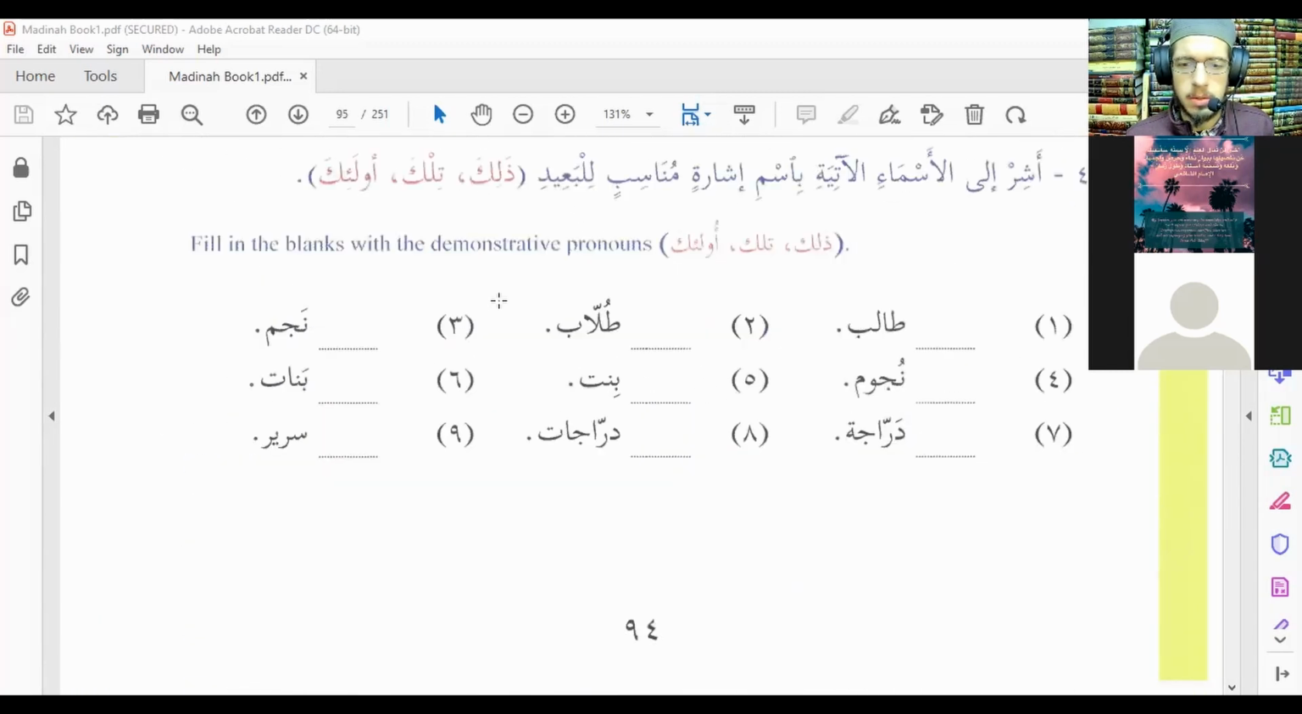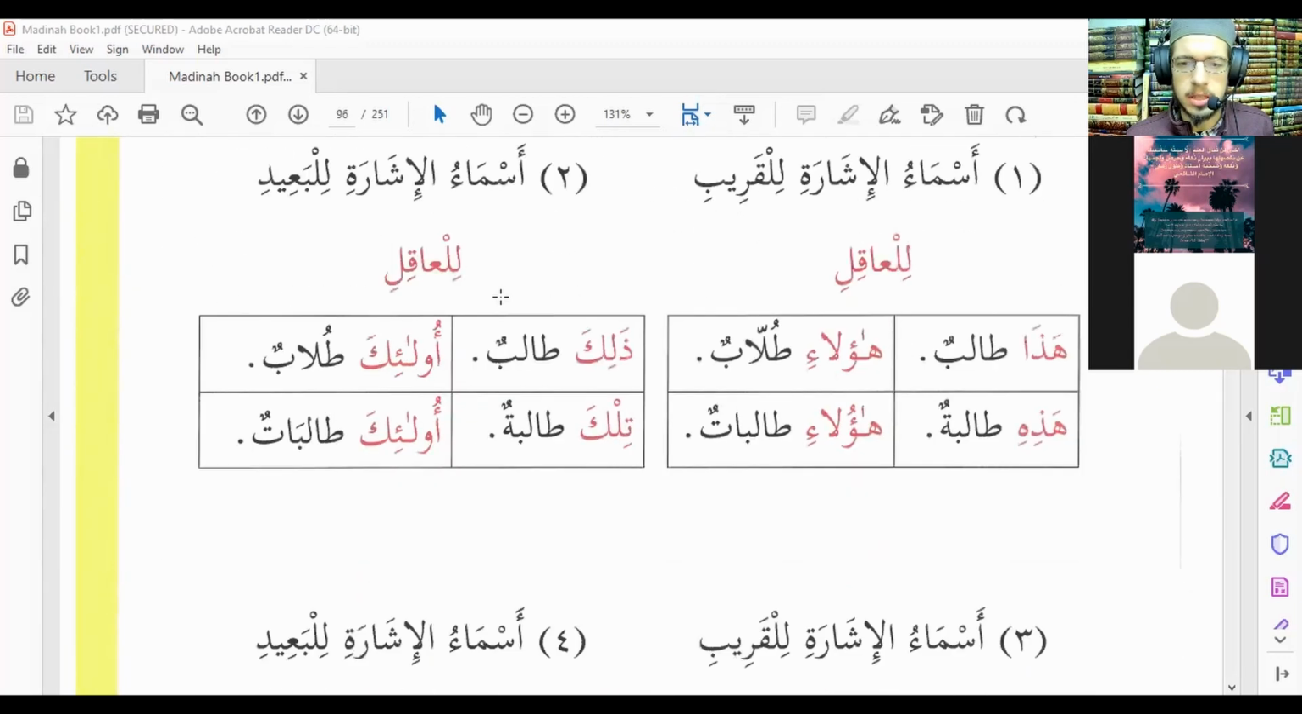And then the next chart that we have shows us the demonstrative pronouns, okay? Al-asma ul-ishara. We call these in English demonstrative pronouns. They're not really considered pronouns in Arabic. They're called demonstrative nouns. But for the English grammar nerds out there, we think of them as demonstrative pronouns.